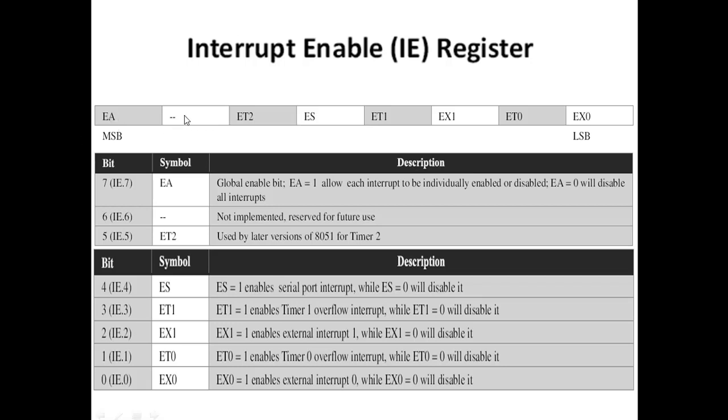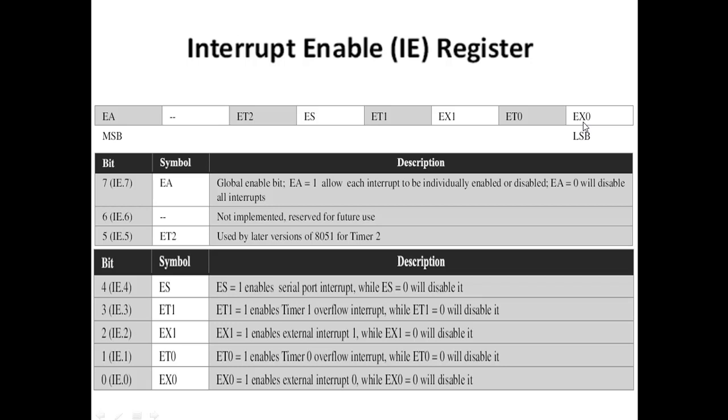So this is the EA bit. This bit is reserved for future purposes. This is the enable bit for timer 2. This is the enable bit for your serial port. This is the enable bit for timer 1. Enable bit for external interrupt 1. Enable bit for timer 0. Enable bit for external interrupt 0. So whichever interrupt you want.